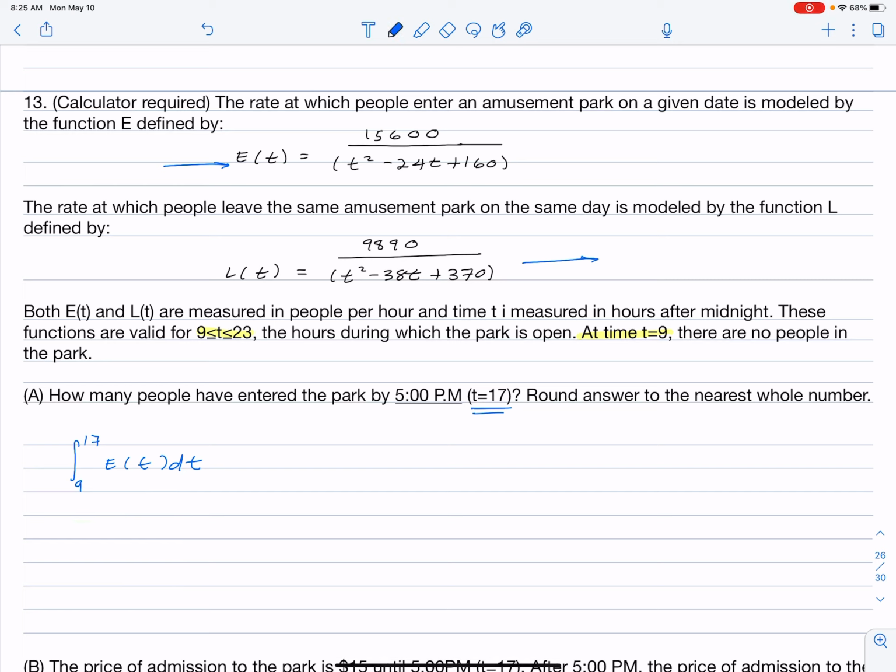And they're asking us, from here, we just plug this into our calculator. Your calculators can deal with this. So I get this. Boom. Which of course rounds, because they want us to do it to the nearest person, so this would be approximately, I think you guys would agree, 6,004 people. That's how many people have entered.